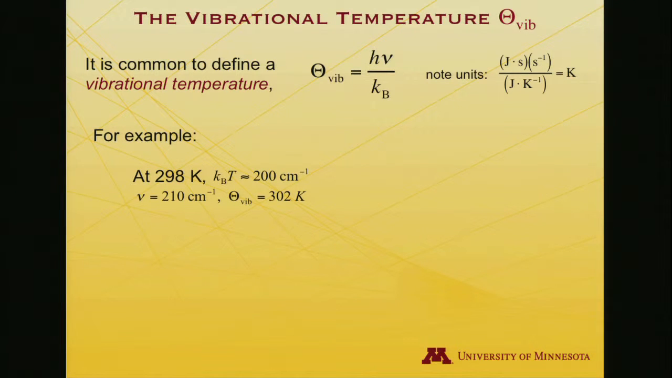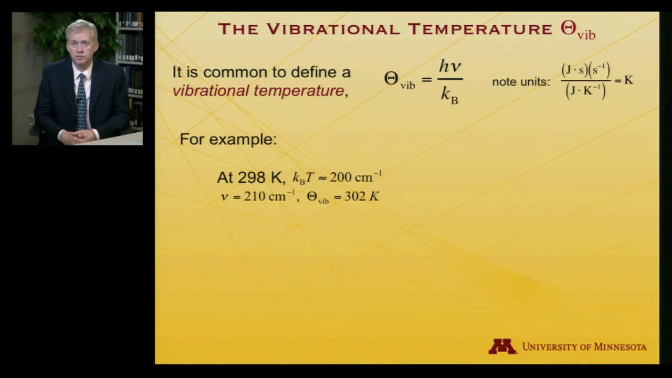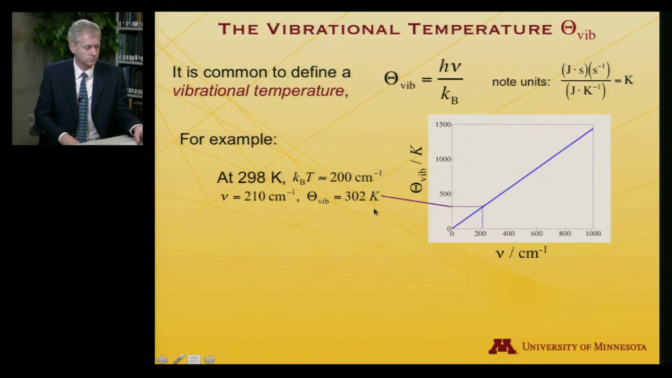And so just for example, at 298 Kelvin, that's room temperature, if we ask about what's sort of the available energy, that is, what's kT, when expressed in wave numbers, it's about 200 wave numbers. Wave numbers is also a perfectly good unit to express a vibrational frequency. And so a vibrational frequency of 210 wave numbers, to pick a very near value, has a vibrational temperature of 302 Kelvin. And so it's just a linear relationship.